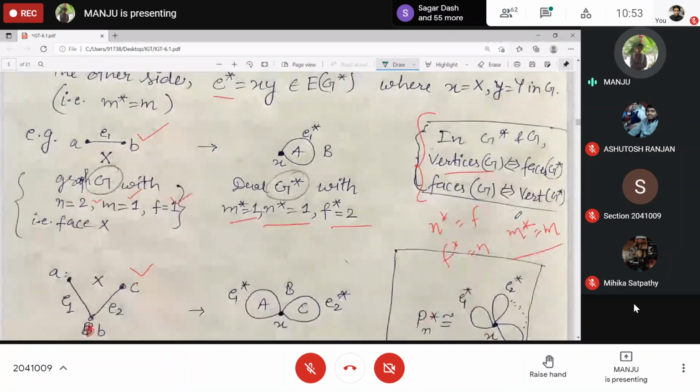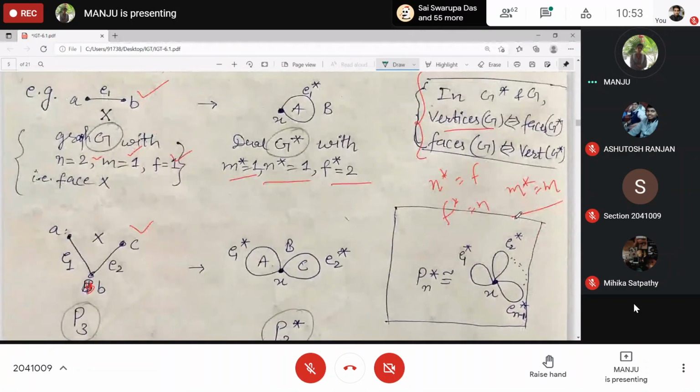Yeah. What about K3? Sorry, P3. K3 is done. K3 is two loops in a single vertex, so here three faces will be there: one unbounded, two bounded, and two edges will be there. These can form a loop as well, right? P3, P4. In case of P4, there will be 3 loops and one vertex.